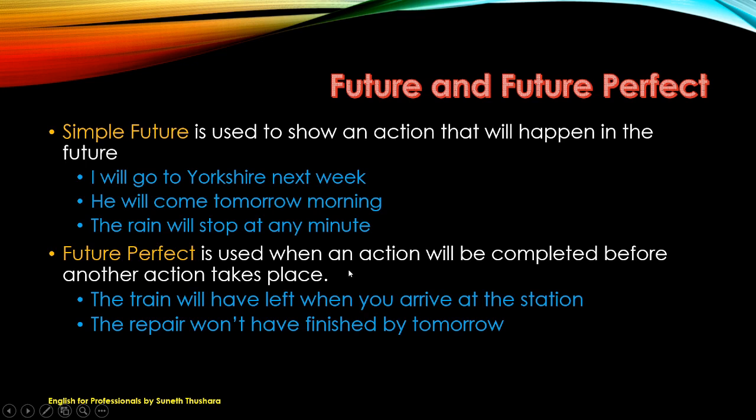Therefore, sometimes future perfect is called the past in the future because something has already happened. Okay, so it has not yet happened, but we are speaking like it happened. So see the example. The train will have left. The train will have left when you arrive at the station. So you are telling somebody, if you are going to be late like this, the train will have left when you arrive at the station. The repair won't have finished by tomorrow. So it will not be finished by tomorrow, so that you are telling somebody.